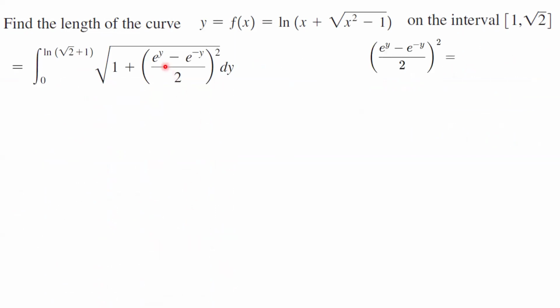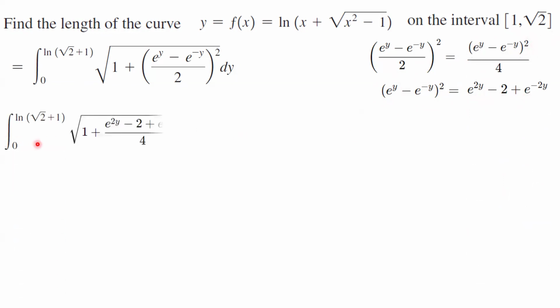Please note that (e to power y minus e to power negative y) divided by 2, raised to second power, can be written as (e to power y minus e to power negative y) to the second, divided by 4. So (e to power y minus e to power negative y) to the second power, from algebra, is e to power 2y minus 2 times e to power y times e to power negative y, which is 1, plus e to power negative 2y. So this is your numerator here. Very good. So the definite integral.